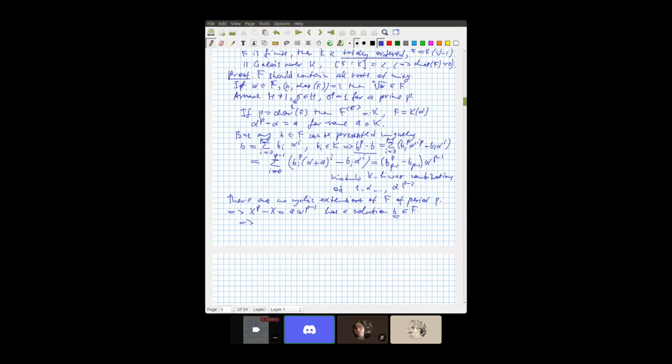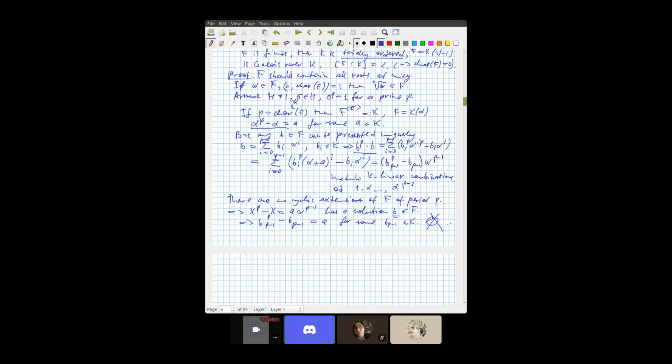And therefore, when we take such a b here, you see that b to the p minus b is congruent to this modulo lower degree terms, and this means that b_{p-1} to the p minus b_{p-1} is equal to a for some element already in K. But this is a contradiction, because we know that alpha is not in K, since it gives a non-trivial extension. So this is a contradiction.